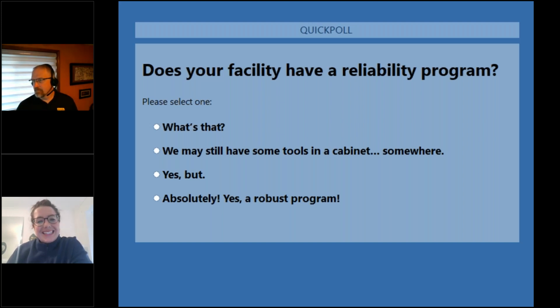Our speaker is Taylor Shepherd, who's a field application specialist at Fluke Reliability, and he's going to talk to us about vibration analysis in an evolving condition monitoring environment.